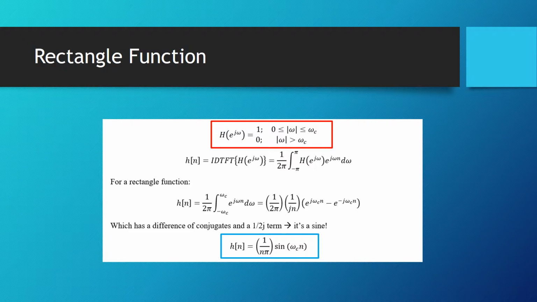If we want to perfectly get rid of all of the side lobes and be able to choose our cutoff frequency perfectly, then we have to use a rectangle function that's defined in the red box, that it passes all of the information below a cutoff frequency, omega sub c, and it rejects all of the information above that cutoff frequency. If you do an inverse discrete time Fourier transform on this frequency response, then you actually end up with a sinc function.